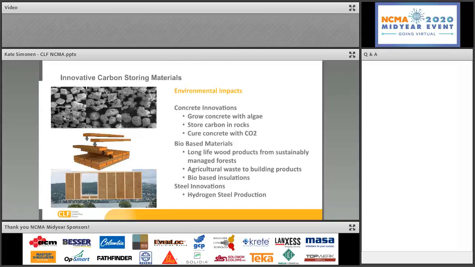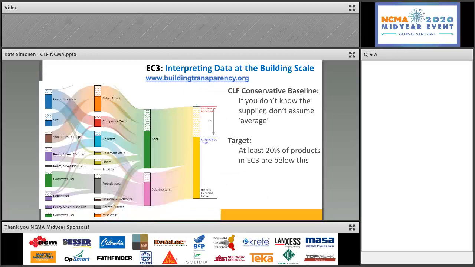So we can see innovations at the lab scale happening where people are growing concrete with algae as a cementitious material. We're growing aggregate, so storing carbon and putting it into rock that could become building bones, or curing concrete with CO2. There are other options of bio-based materials, from long-life wood products, or taking agricultural waste and putting it into building products. So that's not cow poop, it's straw and other things like that, and other bio-based insulations, or innovations in steel, like hydrogen steel production. So there's a lot of R&D happening, exploring alternative materials, like the hemp block or hempcrete solutions.